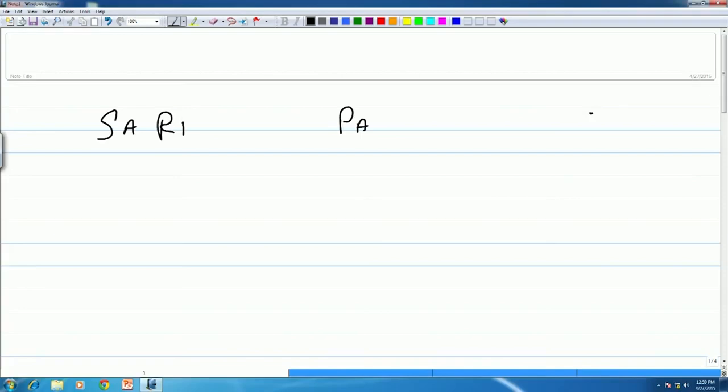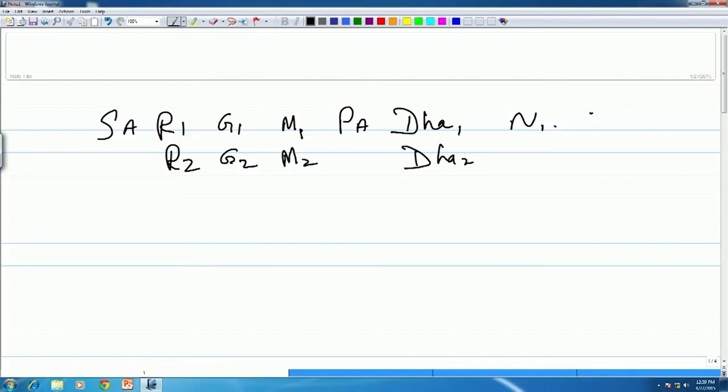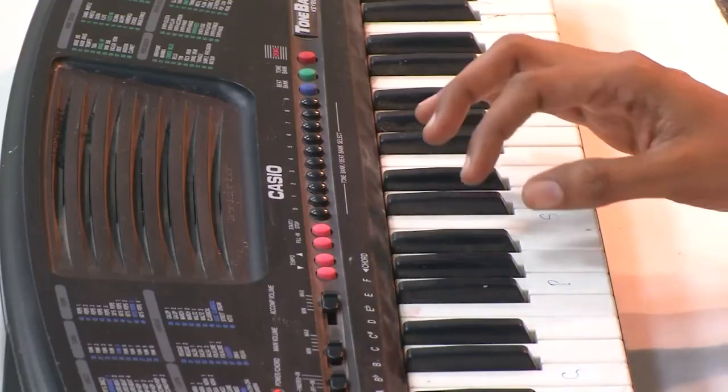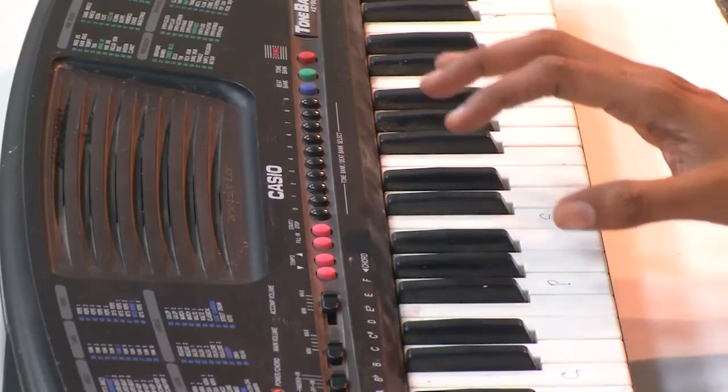We have re 1, re 2, ga 1, ga 2, ma 1, ma 2, then pa of course, which has no variant, dha 1, dha 2, ni 1, ni 2. And this is how we have the schema of 12 note positions, swarasthanas. We have 12 swarasthanas or 12 tones as it is called.